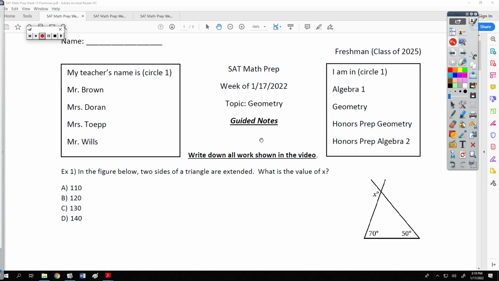So this week we are going over more geometry style problems from the SAT. We're doing this so that we can get a little bit more practice seeing SAT style questions, and so that we can practice our other skills like time management specifically.